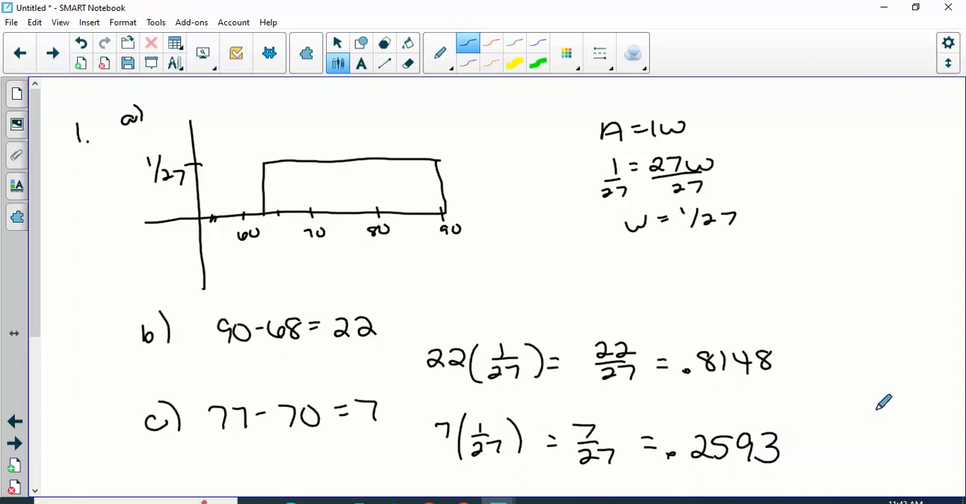Is that okay with everybody? And again, the only time that works is for the uniform distribution because everything has the exact same probability. That's what creates that rectangle. Number 5.